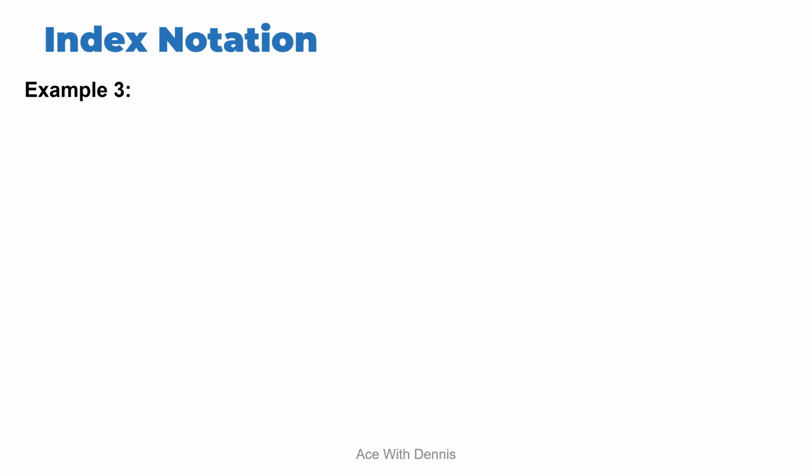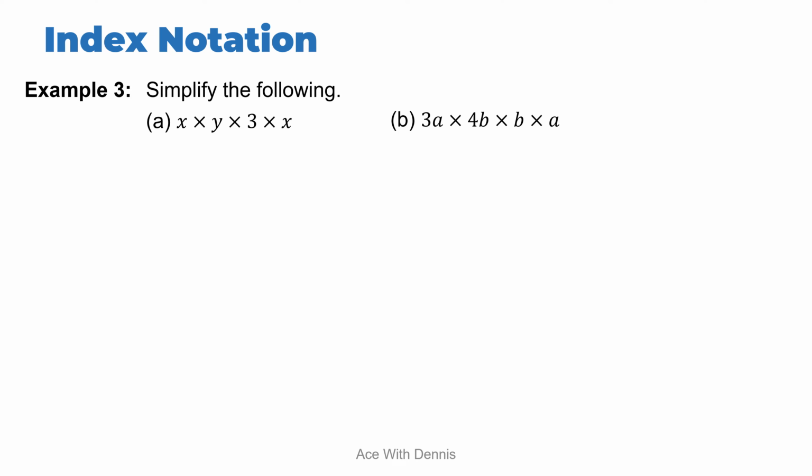Let's look at example 3. Simplify the following. A. x times y times 3 times x. B. 3a times 4b times b times a. C. t times s divided by 5 times s.